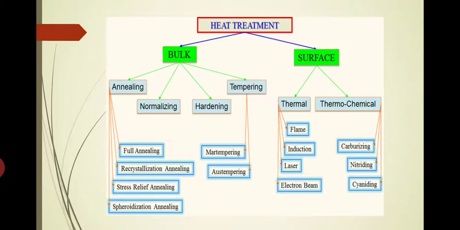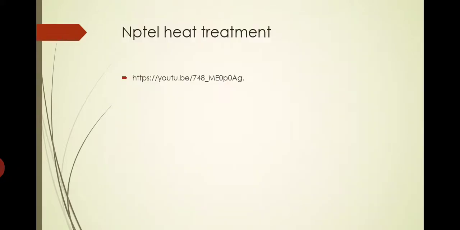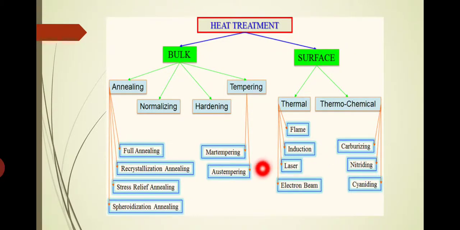Now coming to surface heat treatment, it has two categories, that is thermal and thermochemical. During the thermal surface heat treatment process, we will be using flame to heat the surface for providing hardness. That is what we call flame hardening. Otherwise, if the source of heating is induction, then we call it induction hardening. If we use a laser as the source for heating, then based on which source of heat we are using, the classification is flame, induction, laser, electron beam, etc.